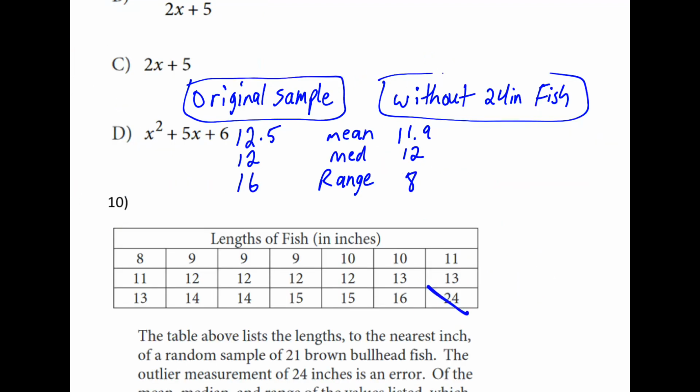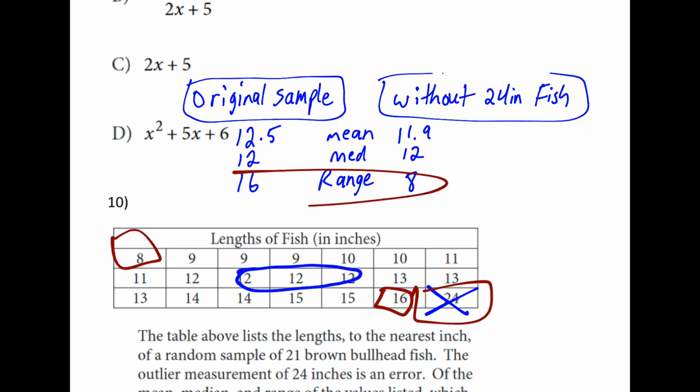So if I was to get rid of this value of 24, the mean and median are measures of central tendency. They're going to be somewhere in the middle of these numbers. In fact, the mean goes from 12.5 to 11.9. The median is barely affected, 12 and 12. But the range, which is the biggest minus the smallest, is going to be quite different when the biggest number goes down by 8. So that was your best answer.